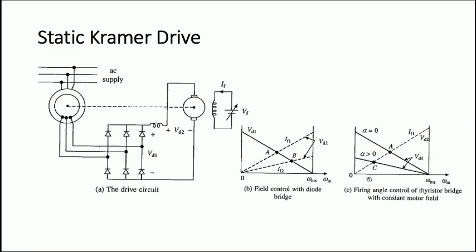This is how the static Kramer drive works. From this, we understand that we can control the speed of the induction motor using the static Kramer drive. Here itself, we have two methods. One is change in IF1, the field current, and this can be done only till half of the rated speed. If you want to reduce further, we have to change this to a thyristor control system. Okay, thank you.